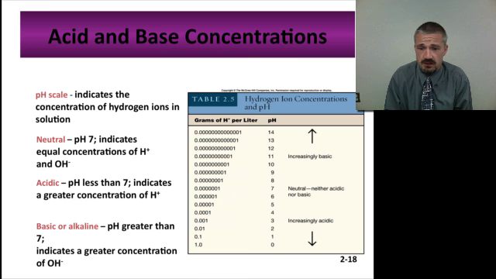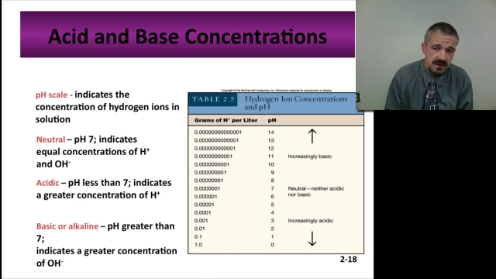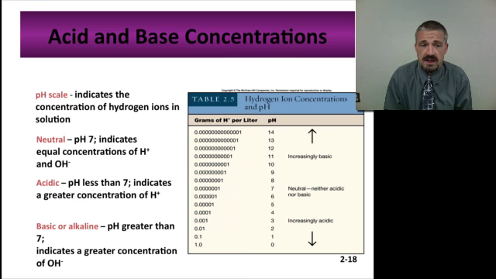So something that would have a pH of 8 is a little bit more basic. 9 would be 10 times more alkaline or basic than 8. 10 would be 10 times more than 9 and 100 times more than 8. So it's kind of like a Richter scale. Remember the earthquake scale?